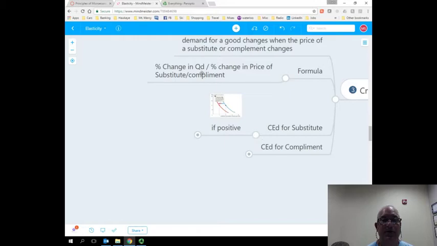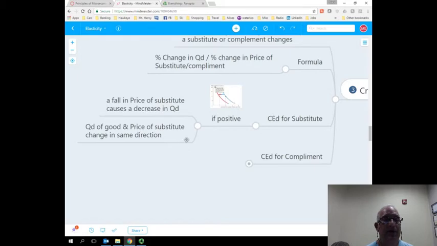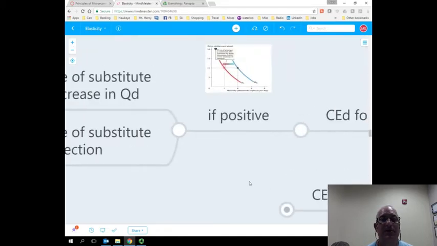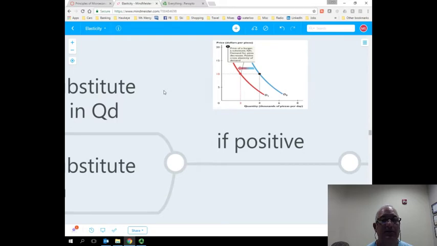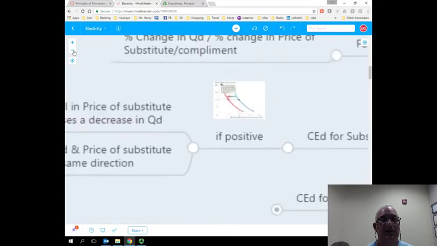Okay, so if we do our calculation and it is positive, it indicates that a fall in the price of a substitute causes a decrease in quantity demanded, and the quantity demanded of the good and the price of a substitute change in the same direction. And this is what happens when you have a cross price elasticity and it's positive. So if I can get the graph here a little bit so you can see that too. Okay, here is a shift from D0 to D1, and that indicates a positive cross price elasticity situation.